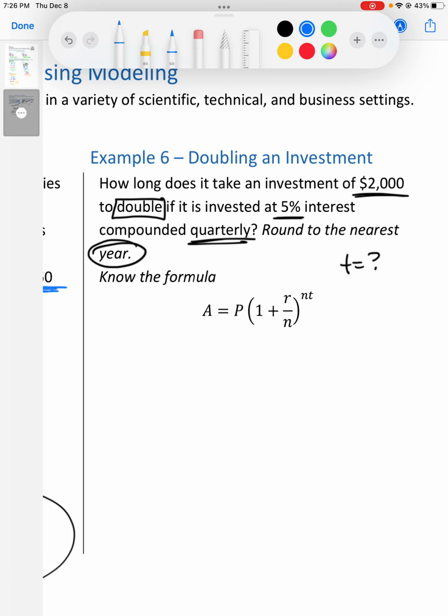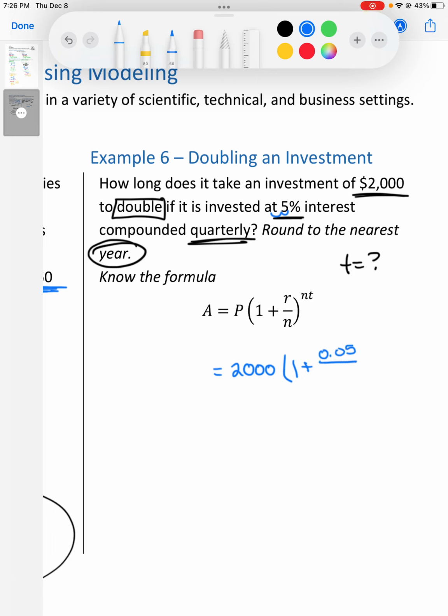So let's fill in everything that we know. We know that the investment we start with is $2,000. We know that our rate is 5%. So remember, we have to put that as a decimal, so move the decimal place over 2. We can't put percents in here.